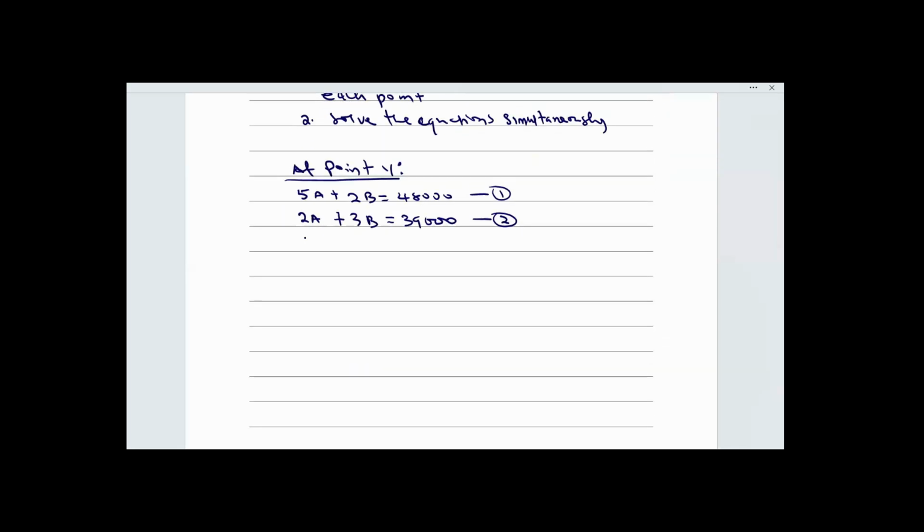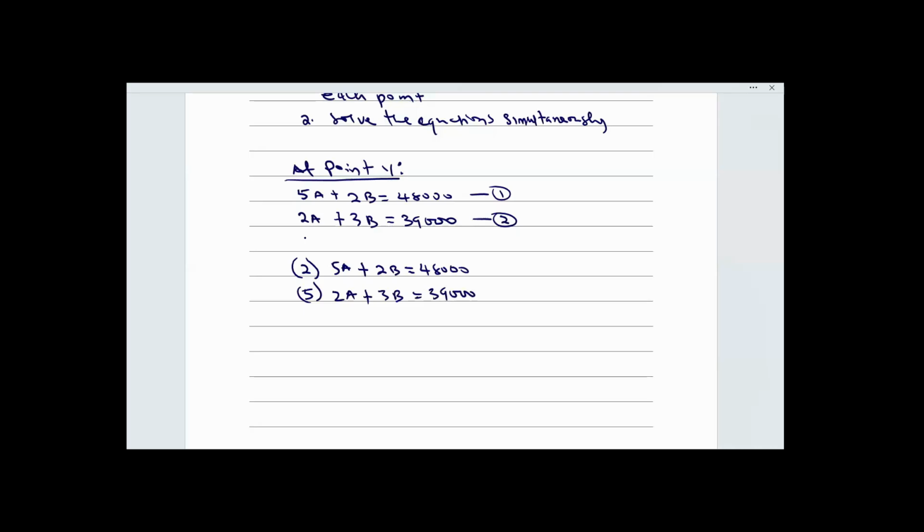So I would then say, to get the simultaneous equation, you are going to multiply the first equation by the first figure in the second equation. So 2 multiplied by 5A plus 2B equal to 48,000. Then you multiply the second equation with the first figure in the first equation. 5 multiplied by 2A plus 3B equal to 39,000.